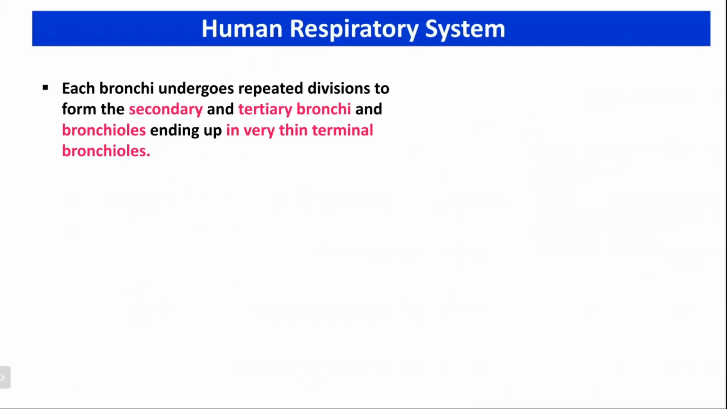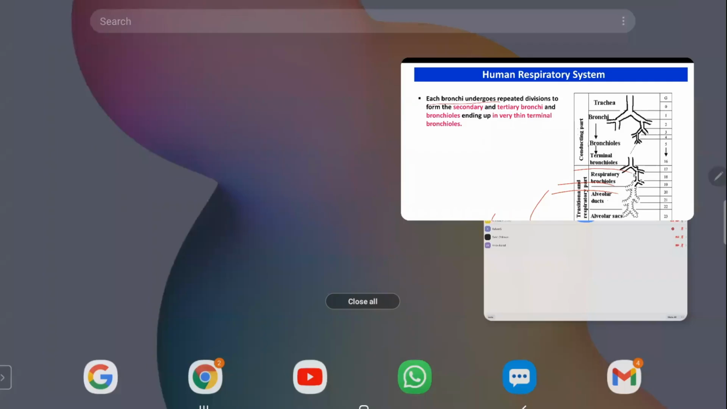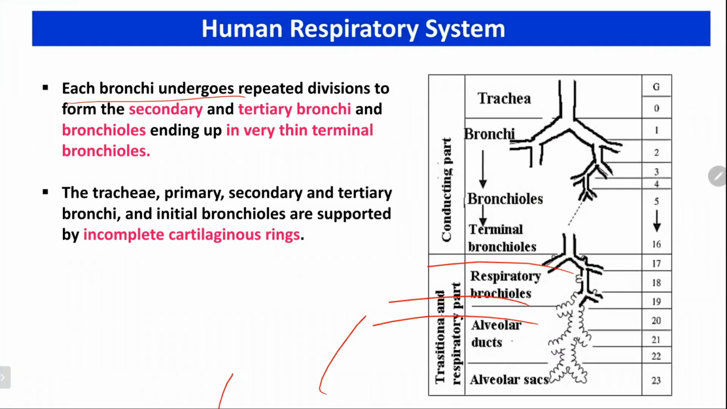Now you see, we are discussing the human respiratory system. You can clearly see here that each bronchus undergoes repeated division. This is something very, very important you need to remember, students. Each bronchus undergoes repeated division to form secondary bronchi, tertiary bronchi, right? Of course, quaternary bronchi are also there, then tertiary bronchi and bronchioles, ending up in very thin terminal bronchioles, right? So this is something important.